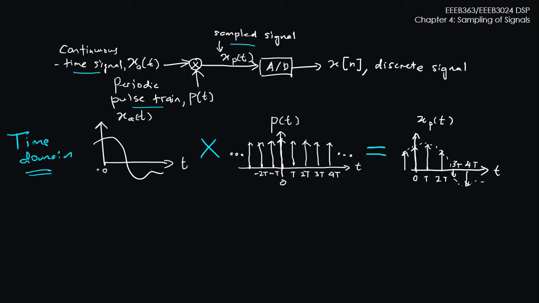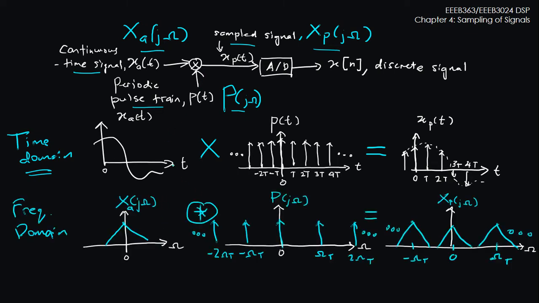The same signal viewed in a different perspective is the frequency domain. So signals in the frequency domain are also considered. Multiplication in the time domain is equal to a convolution in the frequency domain. So if we look at the frequency domain graphs, we've assumed the spectrum of the original signal to look like that. And we perform a convolution with the spectrum of the pulse train to obtain the spectrum of the sampled signal.